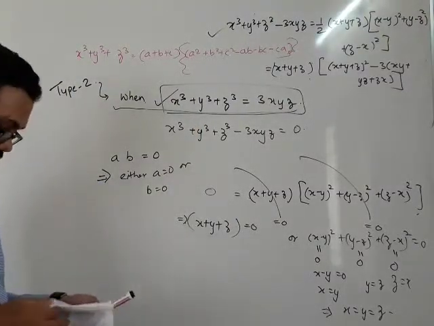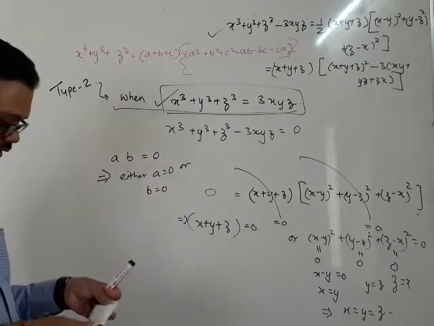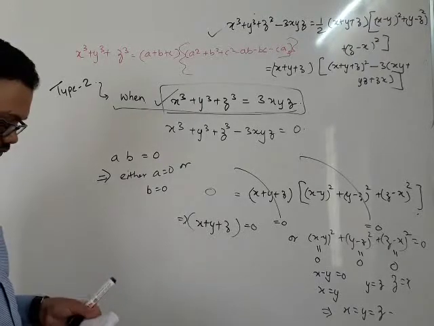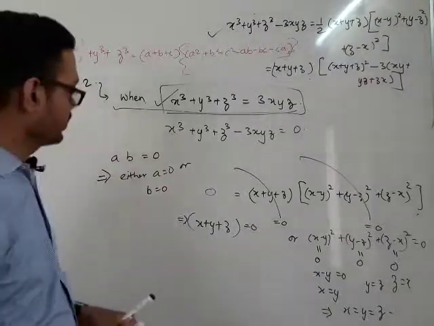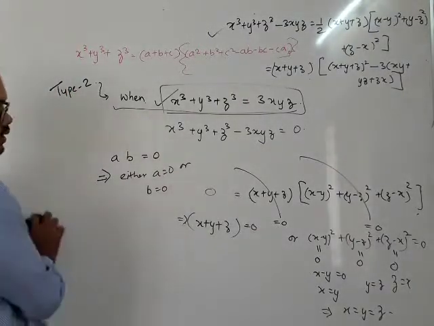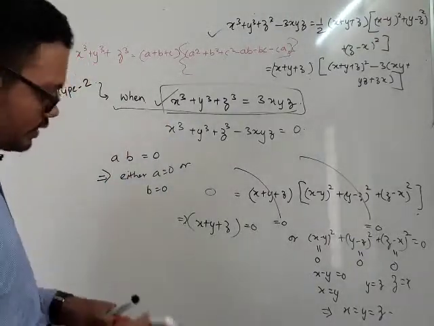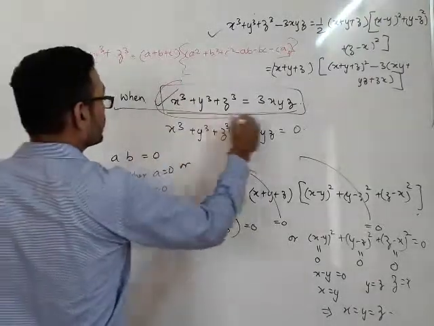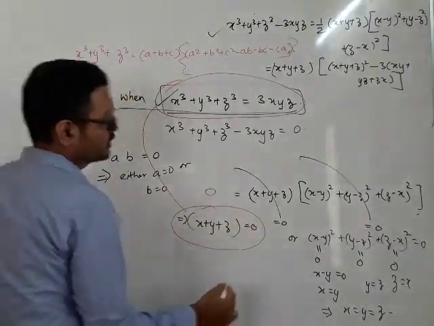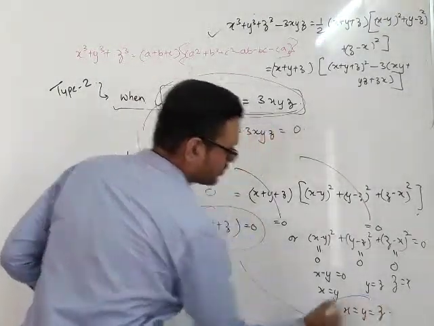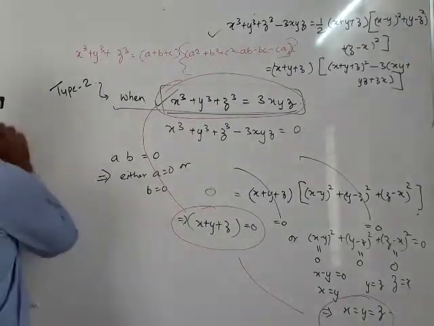You can, if you want, take a screenshot. Now let's see how it is applied in the examinations, how it is asked in the exams. So let's see an example based on this. I hope you have understood. Whenever this condition comes, it implies x plus y plus z is 0 or x is equal to y is equal to z. So let's see how it is asked in the exam.